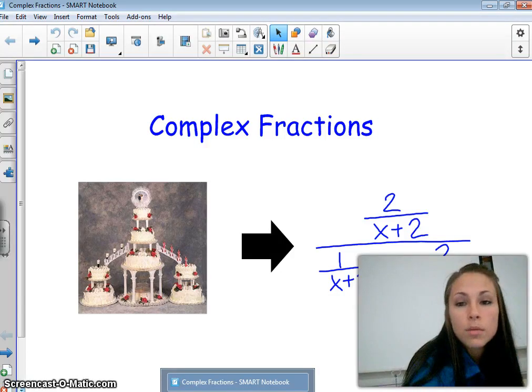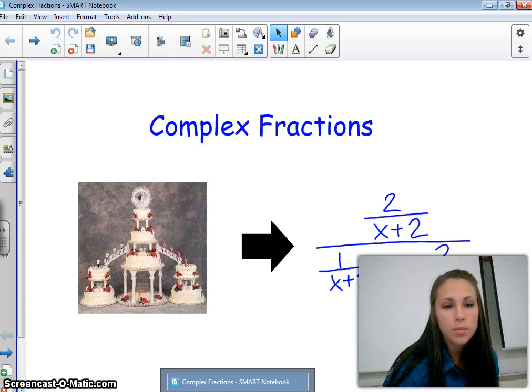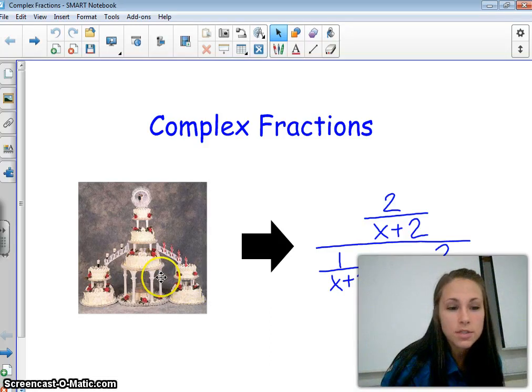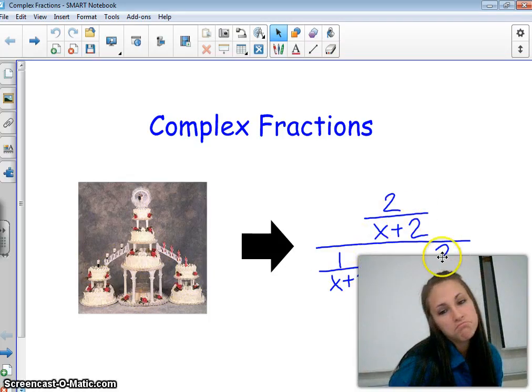Alright, so we're going to learn about complex fractions. And complex fractions kind of remind me of birthday cakes. Here we have a birthday cake, or wedding cake. So this kind of looks like that. And so I just call these wedding cake problems.